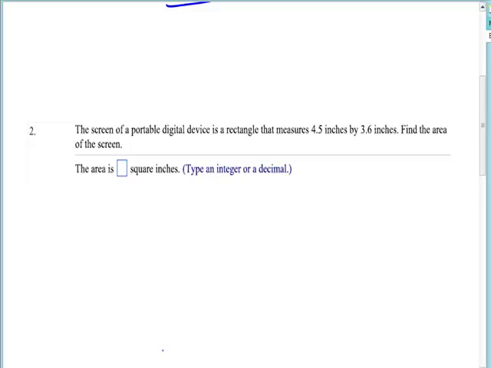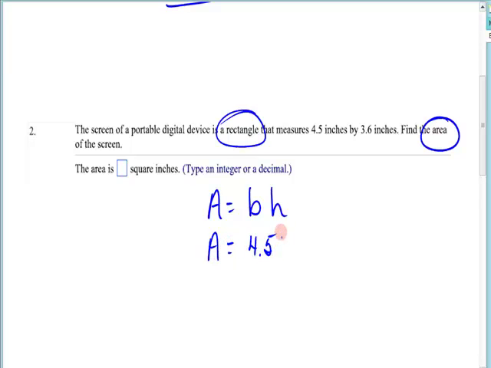The screen of a portable digital device is rectangular and measures 4.5 inches by 3.6 inches. Find the area of the screen. We're going to find the area of a rectangle. The area of a rectangle is base times height. So it is 4.5 inches times 3.6 inches. On my calculator, I'm multiplying.